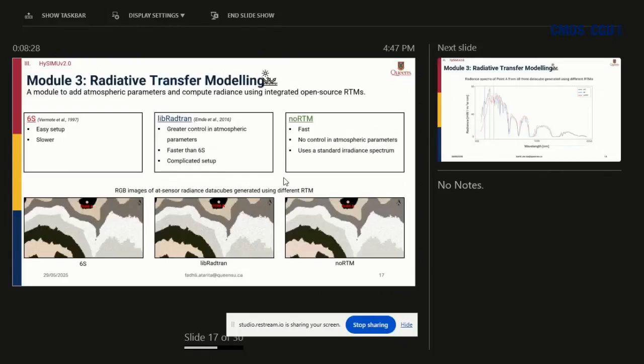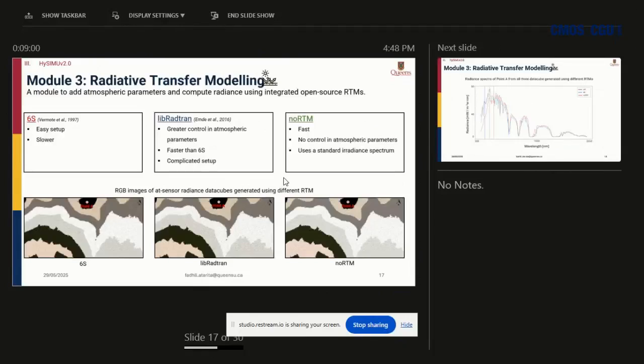The next module is for radiative transfer modeling. Basically, RTM is a numerical model of how the energy, the solar irradiance, travels through the atmosphere, reflects off the surface and back to the sensor. Here HiSimu integrates two open source RTMs, 6S and Libradtran, and there is also an option to not use any RTM. Each of these has its own advantages and disadvantages, as you can see on the slide.